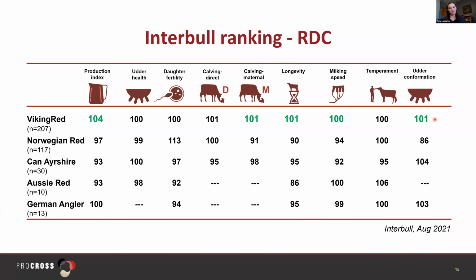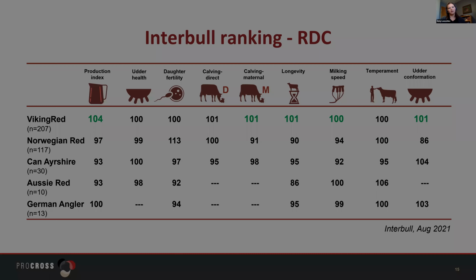And then on udder conformation, guys, this is really important. We need cows with udders that will last to advanced lactations. This is another reason maybe why we're seeing this difference in longevity. The difference between an 86 and a 101 on udder between the Norwegian and the Viking Red, that's 1.5 standard deviation units. So that's a very big difference in udder conformation capacity in these breeds.